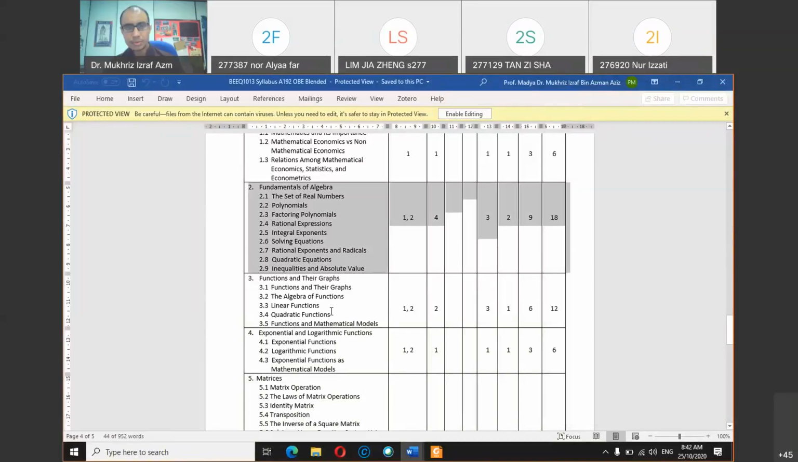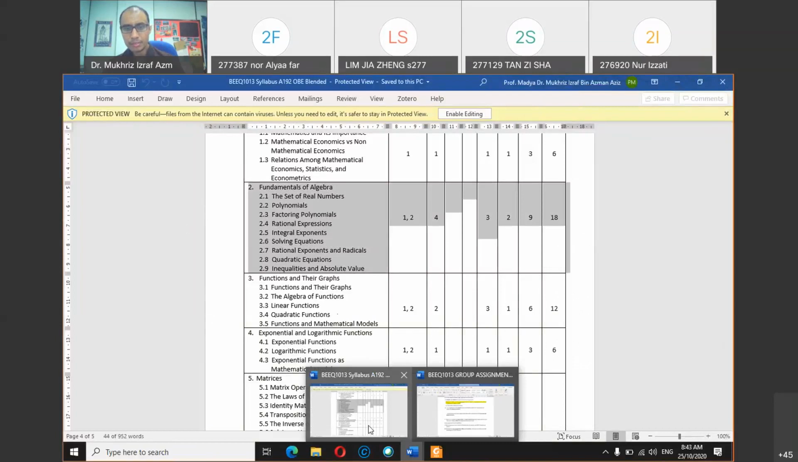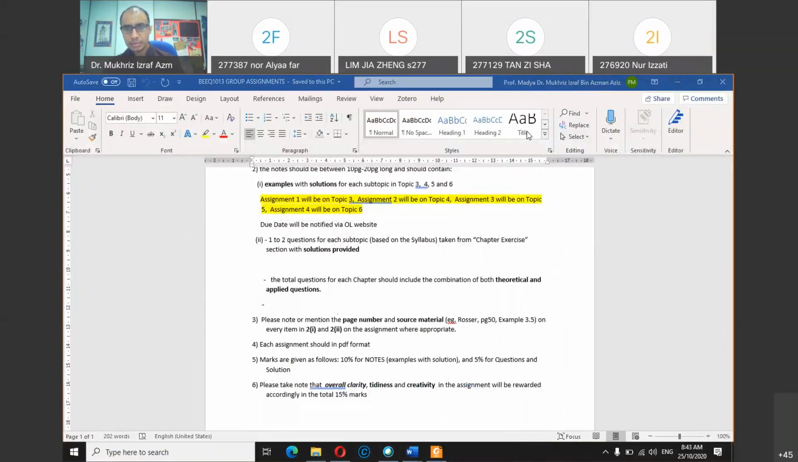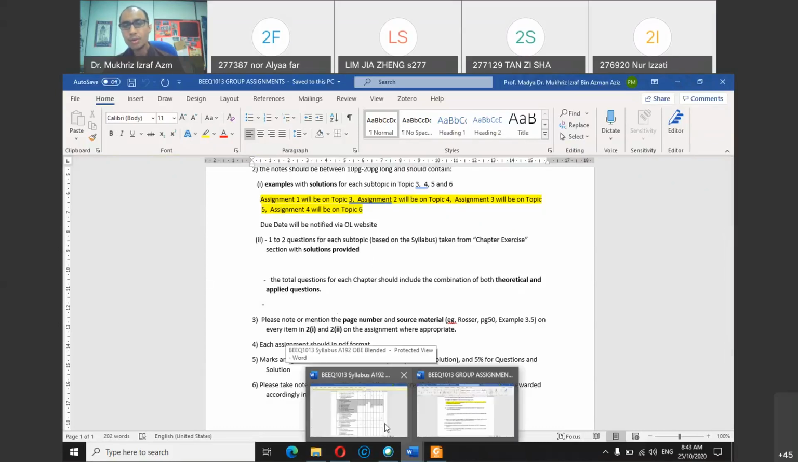Your assignment starts from topic number 3, and there are 5 components or 5 subtopics under topic number 3. Because of that, if you refer to the notes which I uploaded on your OL, I said 1 to 2 questions for each subtopic. So in the case of topic number 3, of course, you want to provide more notes and questions, the more the better for your marks.